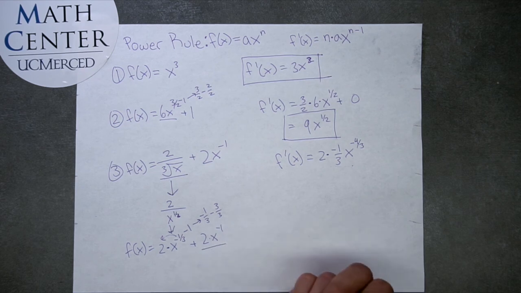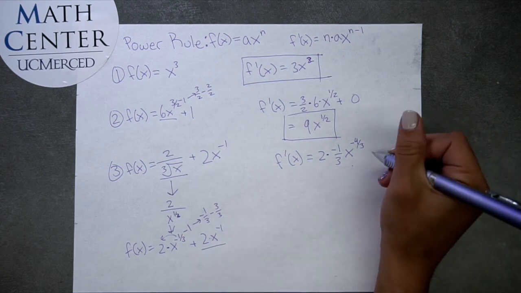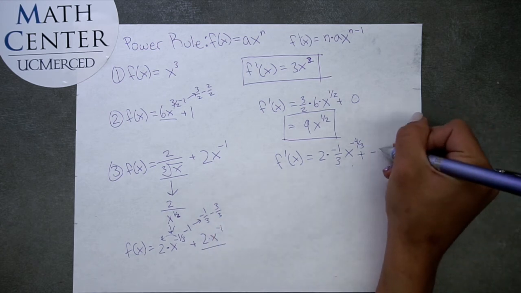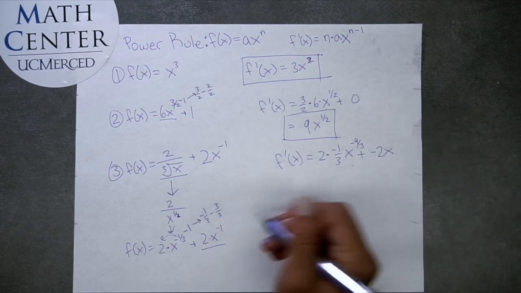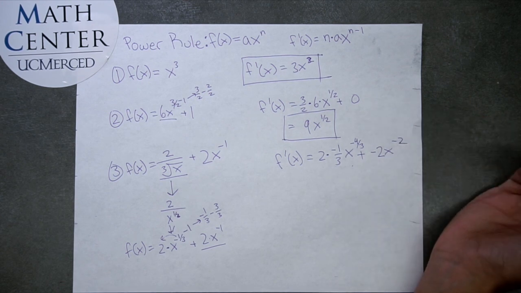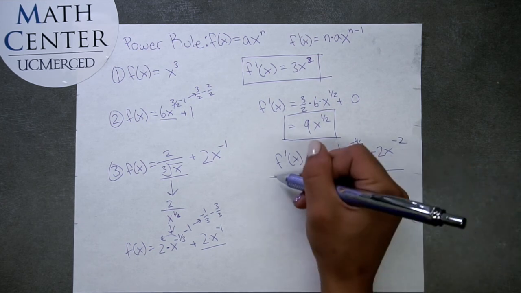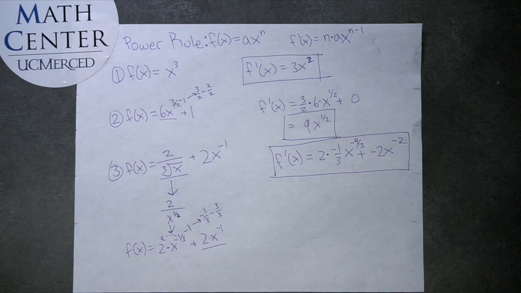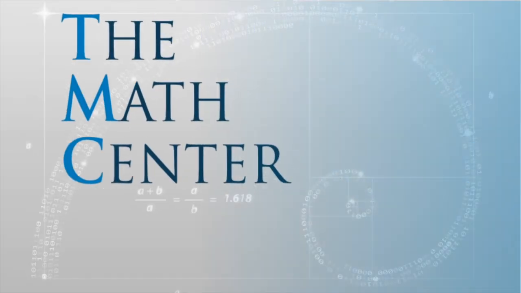Taking the derivative of the second one, you get plus, bring the negative 1 down, negative 2x to the 1 less power is negative 2. And that is it for the power rule.